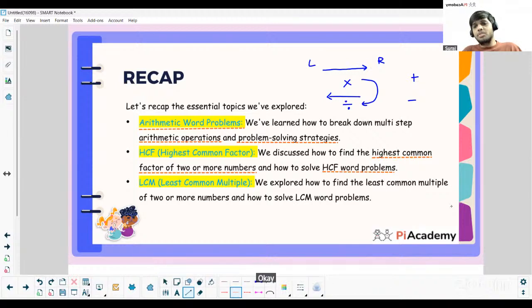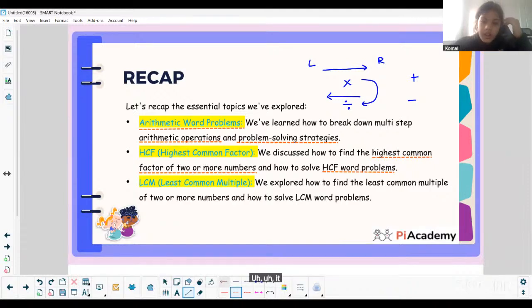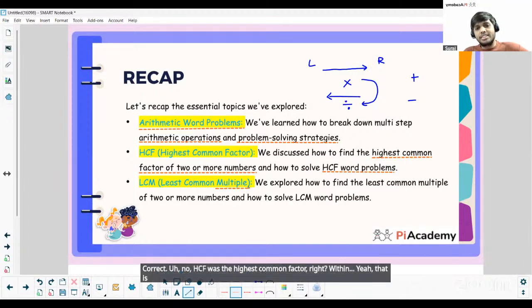Okay, I can see many of the hands being raised. Yes, Komal, go ahead. It means like the highest common factor. Correct. No, HCF was the highest common factor, right? Oh, sorry, lowest common factor. Within, yeah, that is your multiple. Instead of the factor, we use the word multiple for the lowest one.